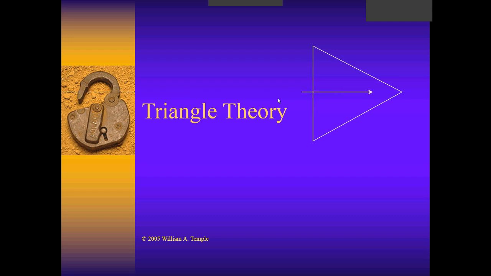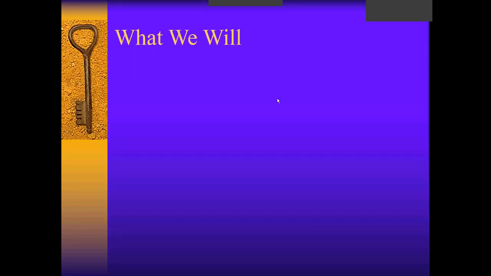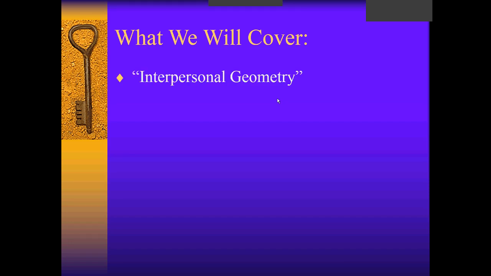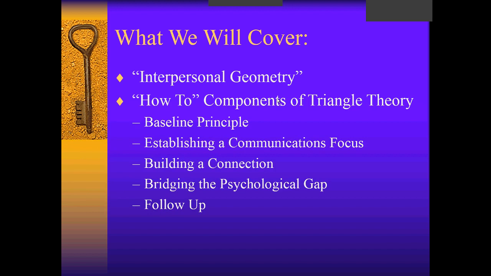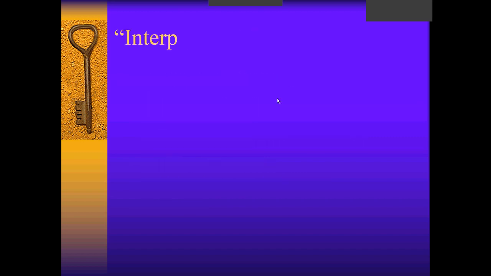Let's start with the overview of what we're going to cover today. The first thing we're going to look at is what's called the interpersonal geometry of the communication process. And then secondly is how to complete triangle theory: how to build a baseline, establish communications, build the connection, and bridge the psychological gap that occurs. To start with, let's talk about interpersonal geometry.